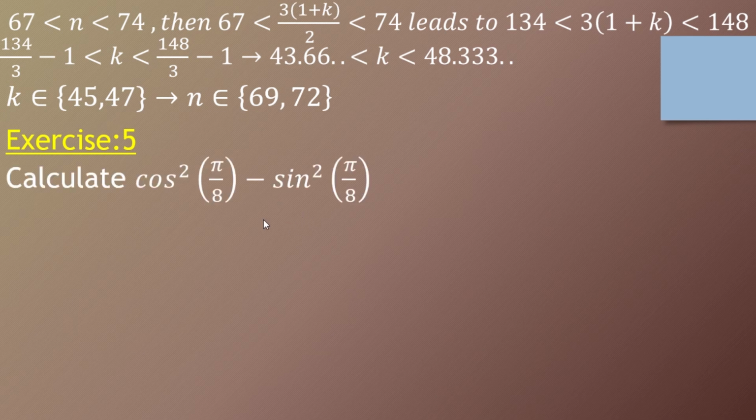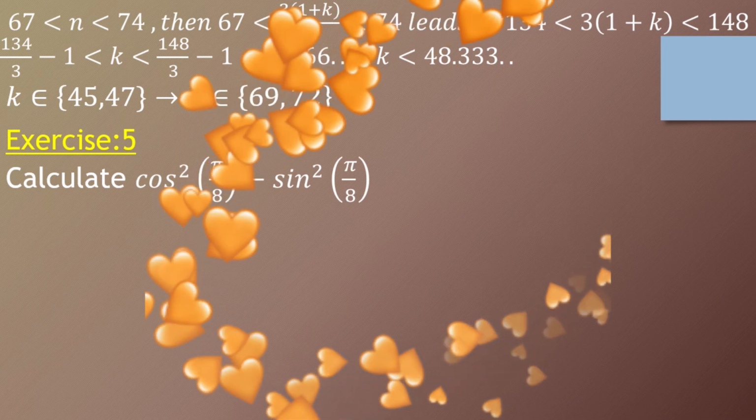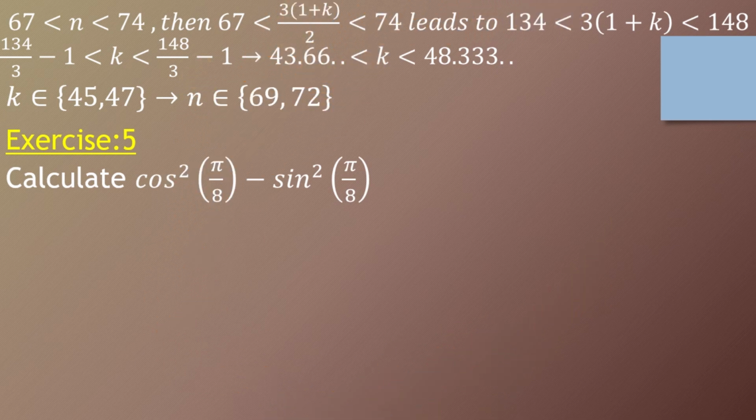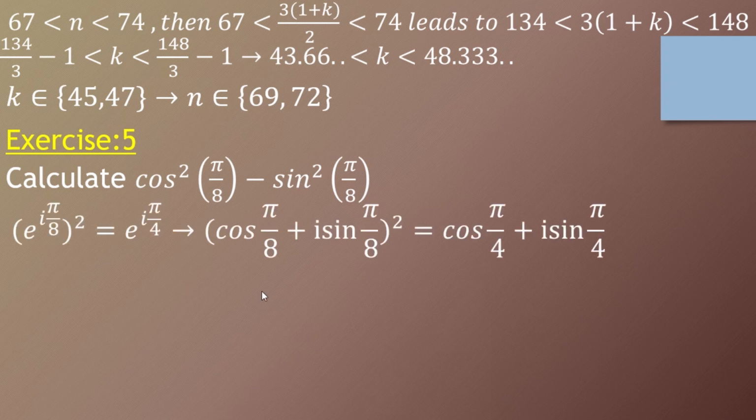Exercise 5. Calculate cosine square pi over 8 minus sine square pi over 8. We know that e to the power i pi over 8, squared, equals e to the power i pi over 4, because we simplify by 2. Let us see. e to the i pi over 8 is cosine pi over 8 plus i sine pi over 8, squared, equal to cosine pi over 4 plus i sine pi over 4.